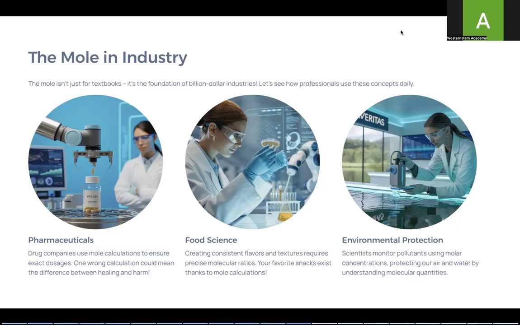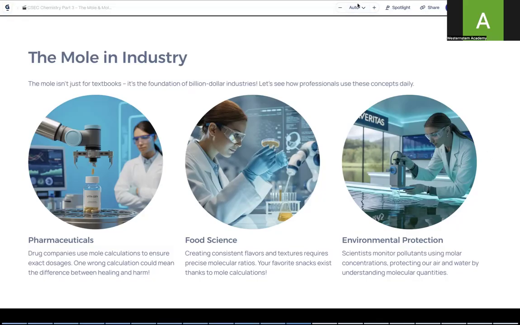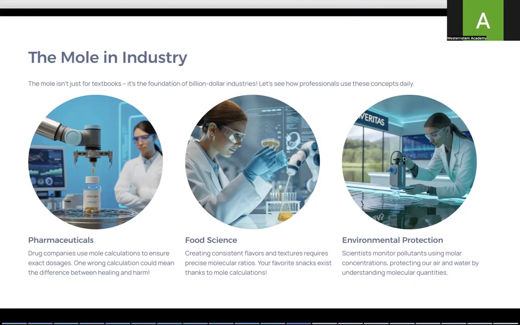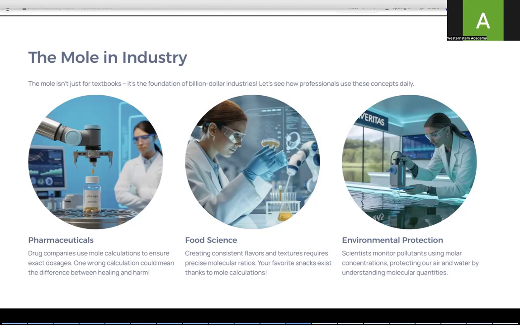Food science: creating consistent flavors and textures requires precise molecular ratios. Your favorite snacks exist thanks to mole calculations. Environmental protection: scientists monitor pollutants using molar concentrations, protecting our air and water by understanding molecular quantities. So the mole is used in our everyday lives to ensure safety, to ensure our food continues to taste good, and also for environmental protection.